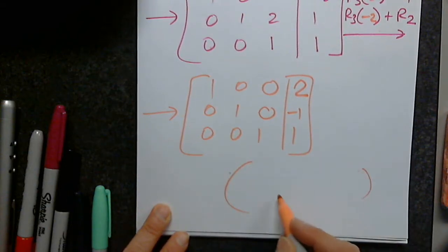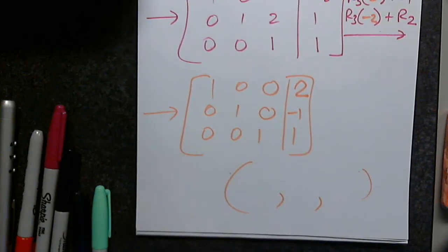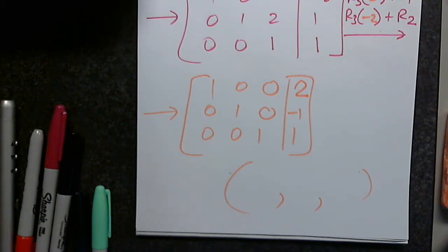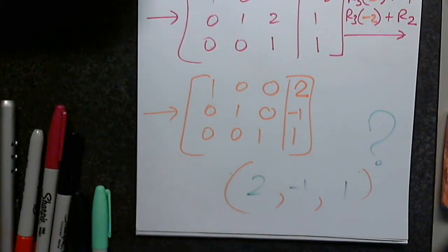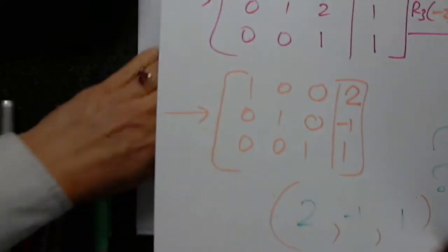Can anyone now, you do not trust anything, I don't trust anything, this is not for sure, we have to go back and check. But assuming we did not make a mistake, what is the solution of the system? 2, -1, 1. It comes with a big question mark. I have to go back to the original system, plug it in like we always do, and check.